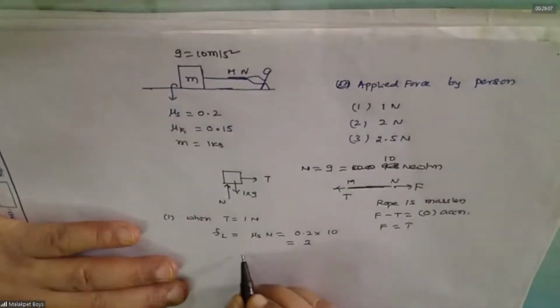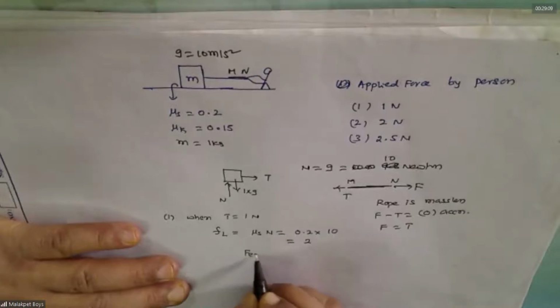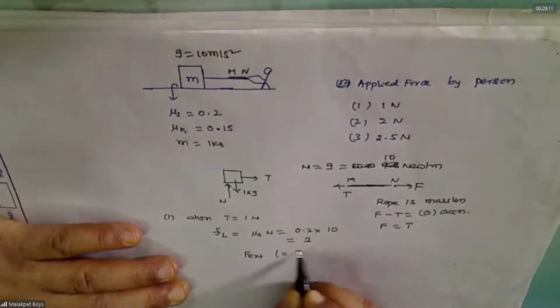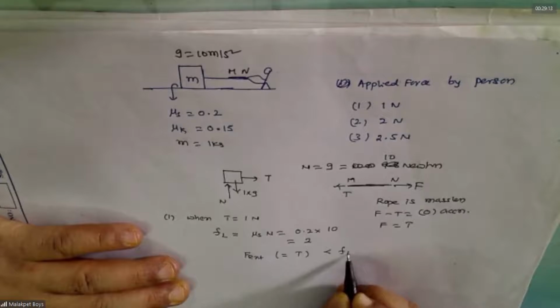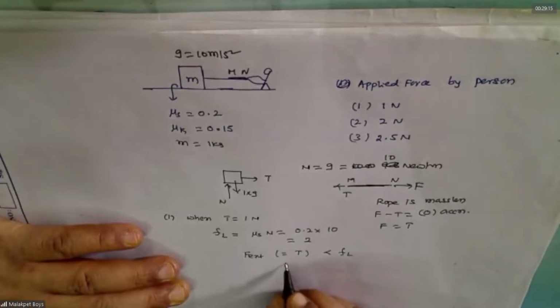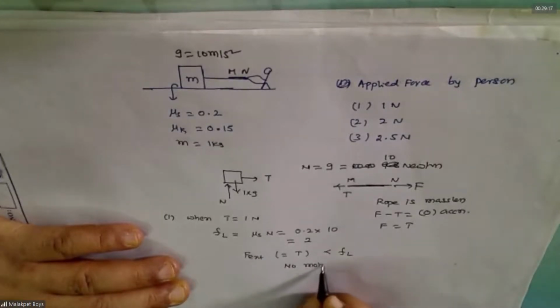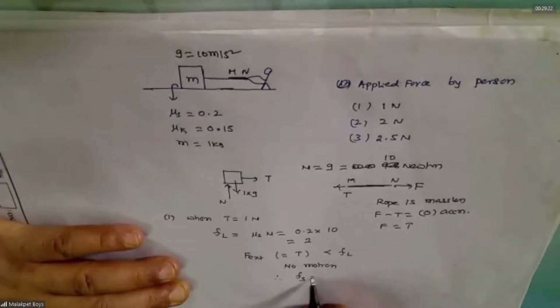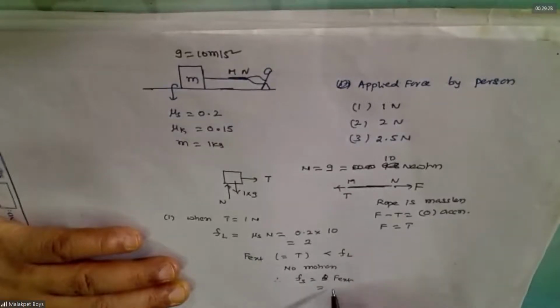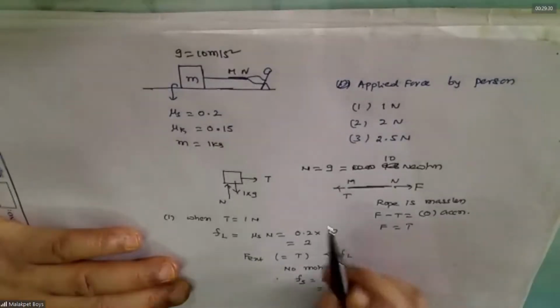Now, applied force is how much? The external force, that is tension, is less than limiting friction. So will there be any motion? No, sir. Therefore, the force of friction will be equal to the external force. So what is the force of friction you have? 1 Newton. Understood this?